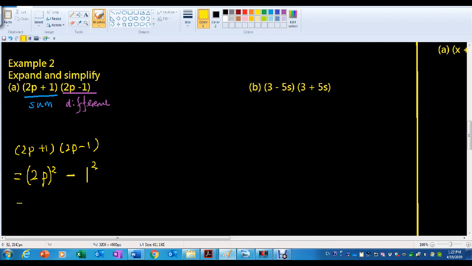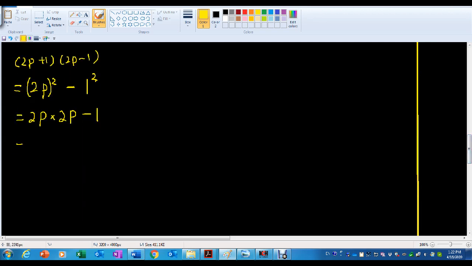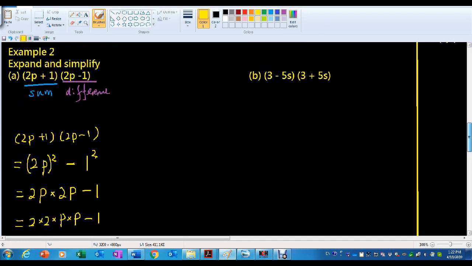That's 1. How about 2p squared? It's not just 2p squared, right? It's 2p times 2p, and you can always shift that 2 in front, so the two 2's multiply together, and the two p's multiply together. So you get 2 times 2 times p times p. Remember this? So you get 4p squared minus 1. It's not 4p, but 4p squared, right? So that's the first pair.